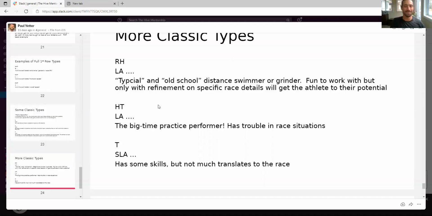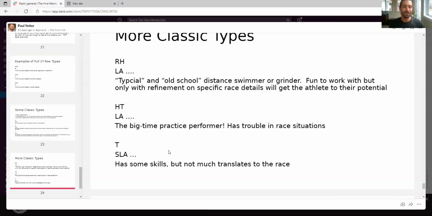Okay, the second classic type would be the big time practice performer that doesn't race well. So, they're technically good. They take care of stuff outside of the pool. They can do a lot of the training stuff, but they don't have enough speed and they aren't good enough at racing to make your top 4 men or women on the relay.